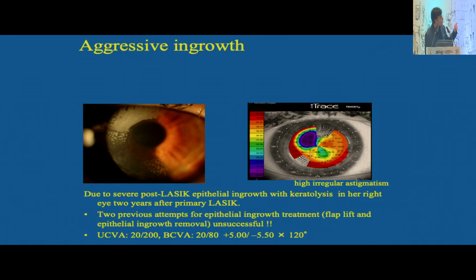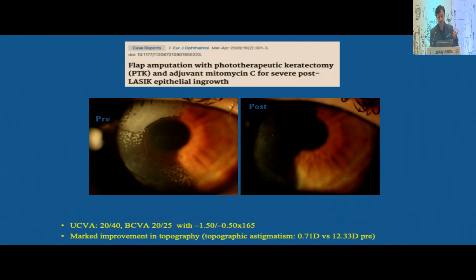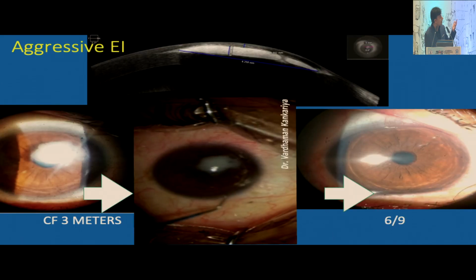In this patient, there was no way that we could do a flap lift and epithelial ingrowth removal because there was a flap melt in place, and we had to debride this epithelial flap. As you can see, this was a paper that we published about a decade back, in which a flap amputation along with PTK and mitomycin C demonstrated a great outcome in this extremely severe case.